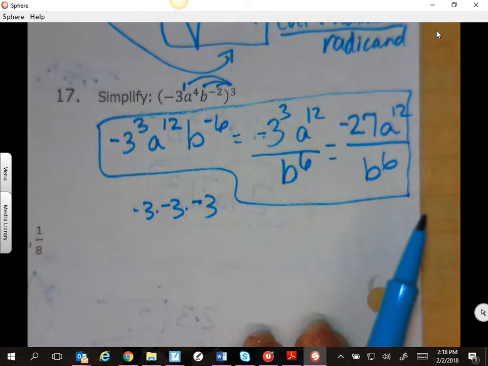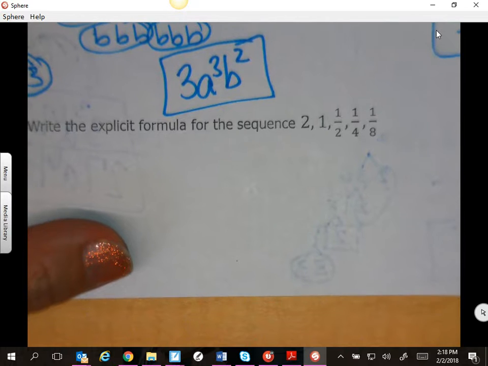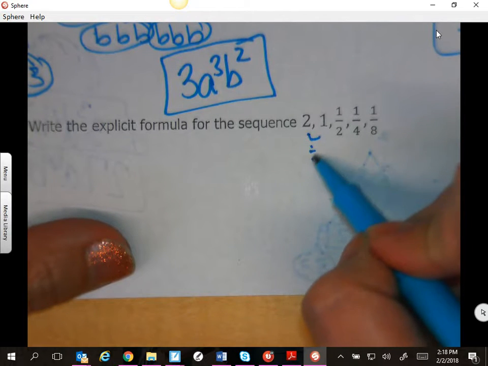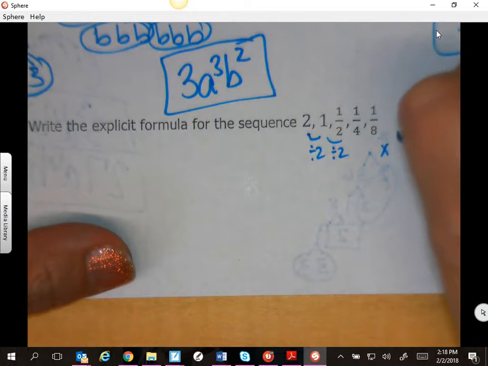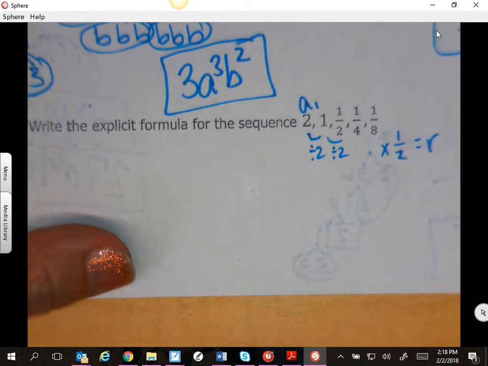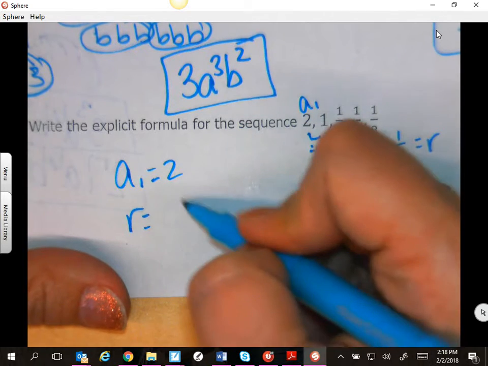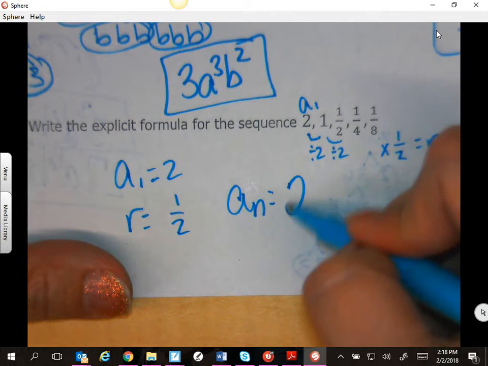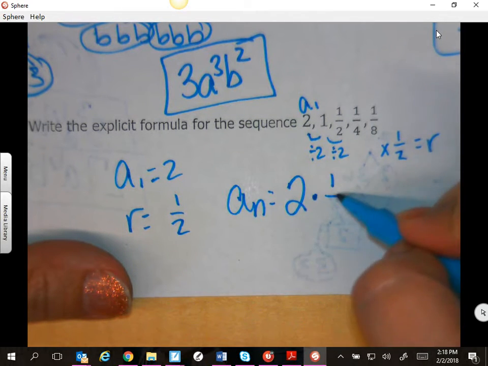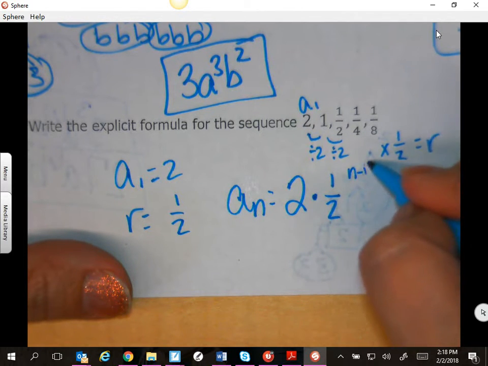Last one, explicit formula for the sequence. Again, this is going to be a geometric sequence, so we're dividing by 2. We can't write divided by 2, though. We can write times 1/2. That's our r. Here's our a sub 1. If a sub 1 is 2, and our common ratio is 1/2, we can write a sub n is equal to 2, which is our a sub 1, times 1/2. You could also write 0.5 here, to the n minus 1 power.